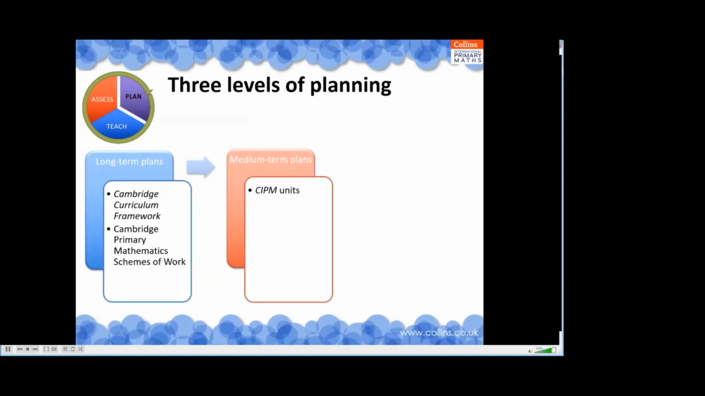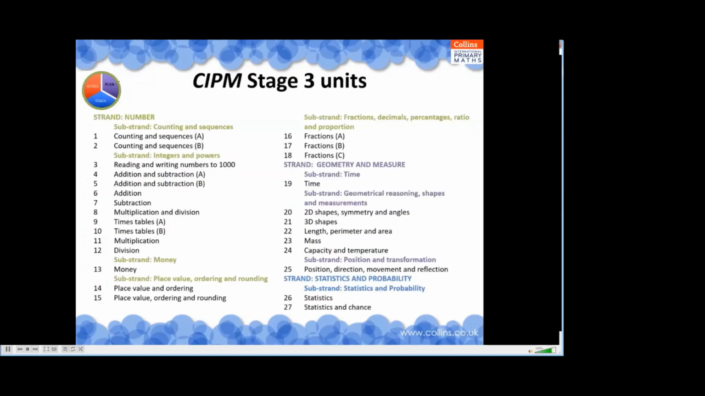To ensure complete curriculum coverage and adequate revision of the learning objectives for each Cambridge primary stage, the learning objectives from the curriculum framework have been grouped into 27 topic areas or units. Each of the 27 units is designed to be taught over a period of 1 week. This example for Stage 3 shows how the 27 units in Collins International Primary Maths are organised according to the strands and sub-strands of the Cambridge framework.